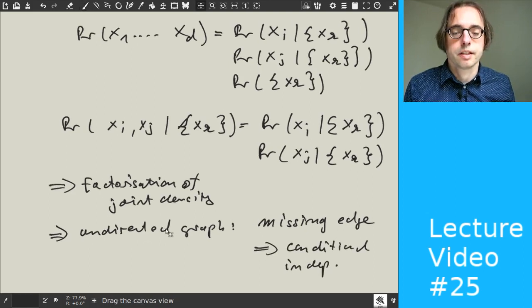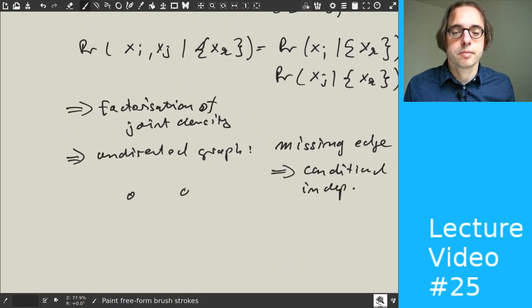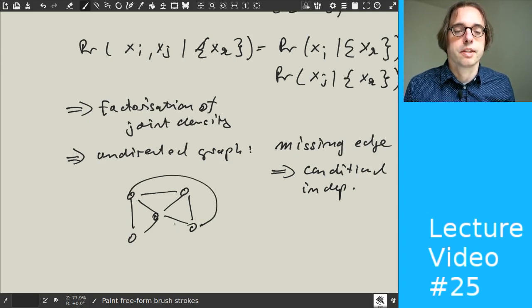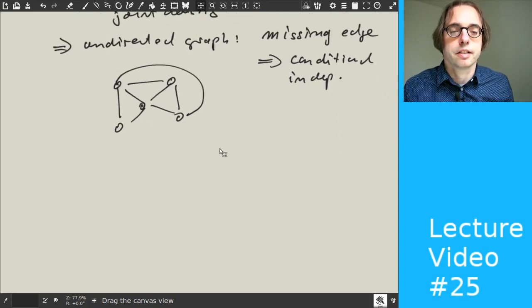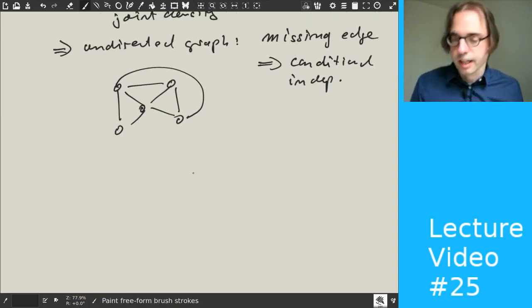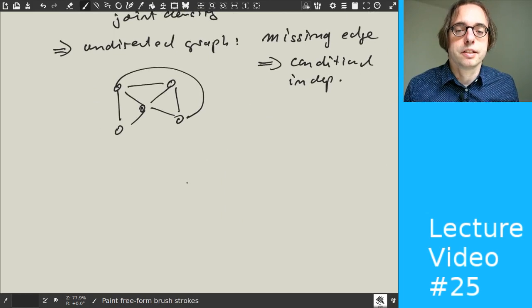To give an example, we have a couple of variables, and we can have a fully connected graph where everything is connected with everything. And if we have one edge that is not connected, for instance, then these two would be conditionally independent given all the others. So that's the interpretation.